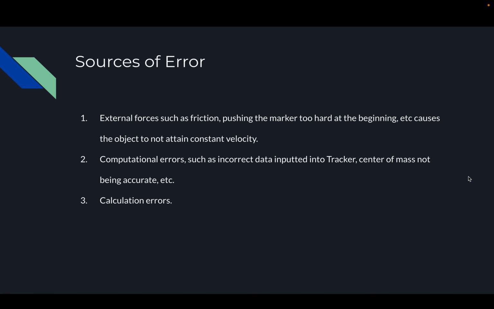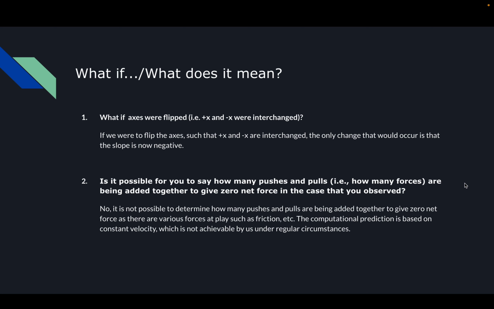Now, we will move on to sources of error, which may explain the results from the previous slide. First, when launching the marker, an initial force caused it to accelerate briefly, resulting in non-constant velocity in the beginning and giving us somewhat different results than the predicted model. There are also various other external forces at play, such as friction, air resistance, etc., which also makes it deviate from the predicted model.